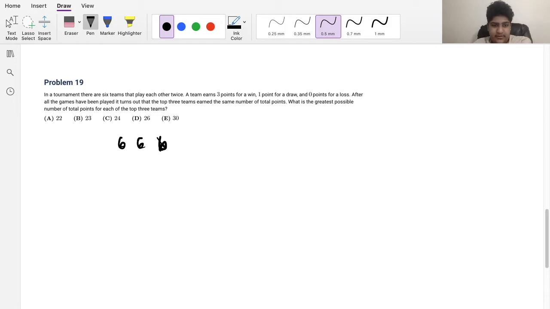So there's 3 teams, right? And each top team beats these 3 teams twice. And they already have 6 since they won once and lost once. So that means that after playing each team twice, they gain 6. So that's 6 more, 6 more, 6 more. Which means that the total number for each of these top 3 teams is 6 plus 3 times 6, or 24, which is choice C. Now let's move on to the last question.